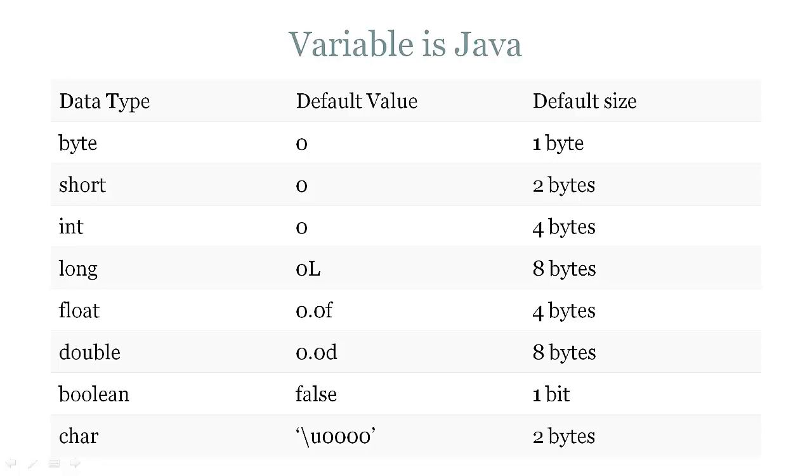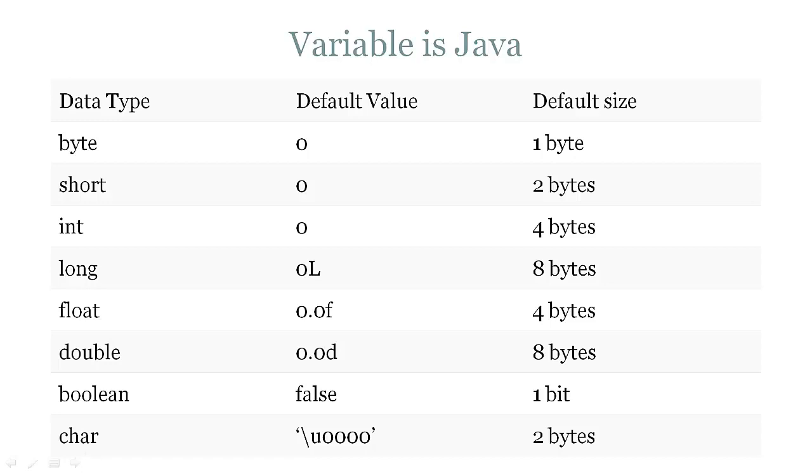Float 4 bytes. Double 8 bytes. Double can hold a decimal value. Boolean is another data type. Its size is only 1 bit. It can hold a true or false value. Character is another data type. Its size is 2 bytes which can hold a single character.